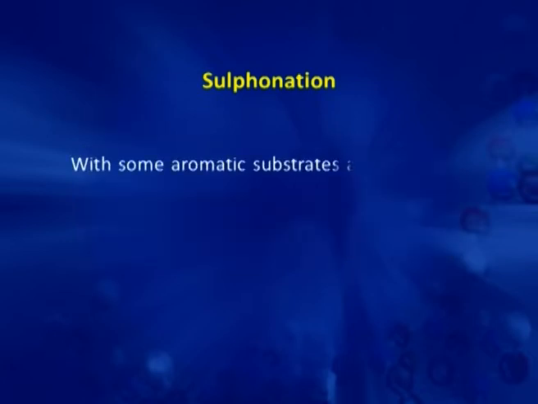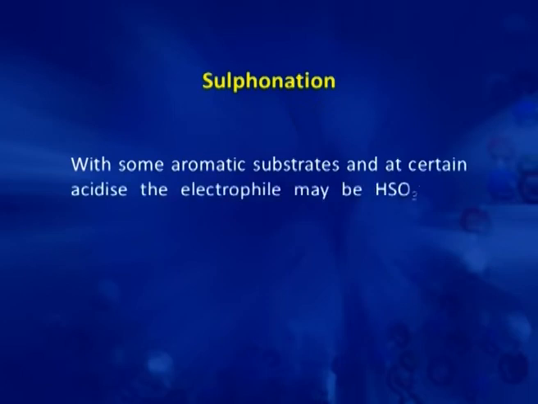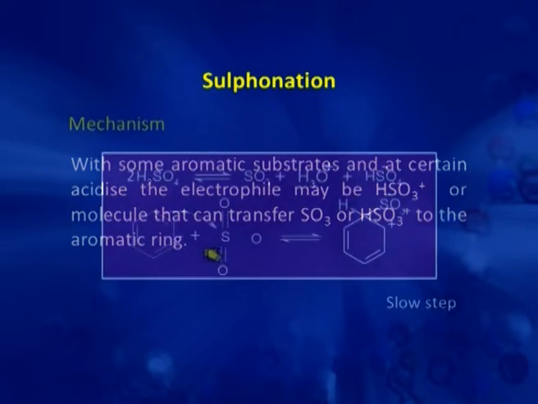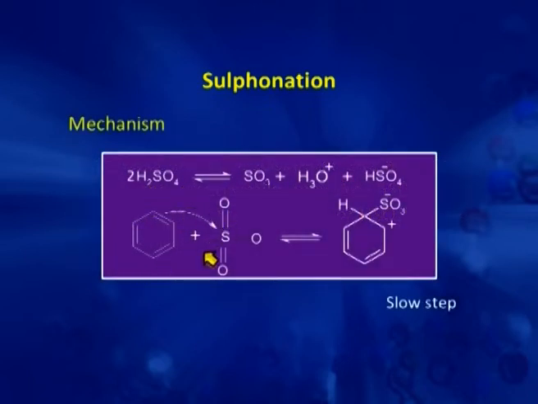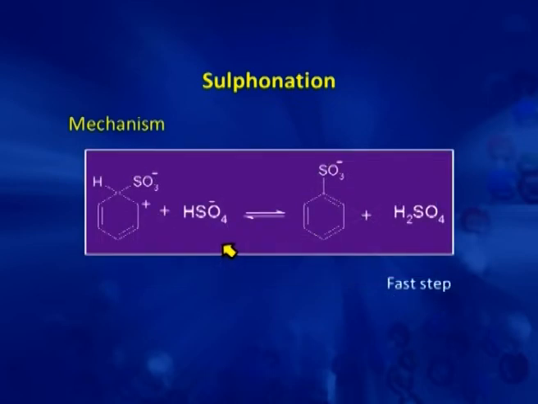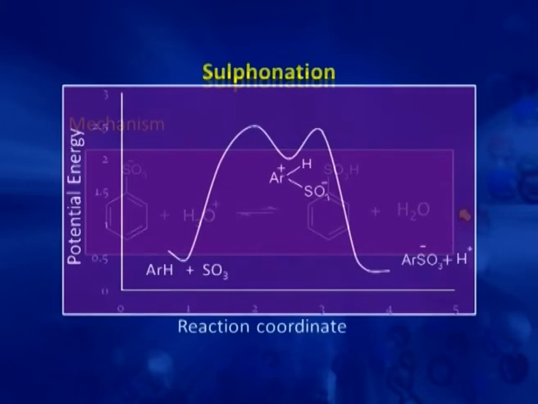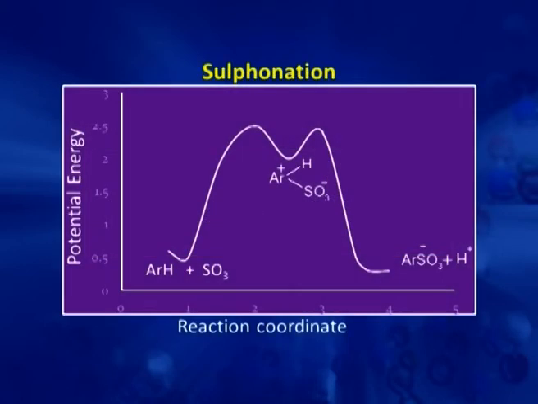In some cases, it was observed that the electrophile may be HSO3 plus, or there may be any molecule which can supply SO3 or HSO3 plus to the aromatic ring. And as we have seen in the reaction, all the steps here in sulfonation are reversible, and that we can easily observe in the energy profile diagram also.